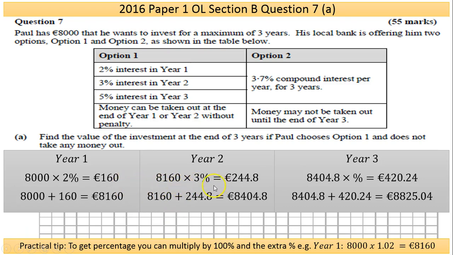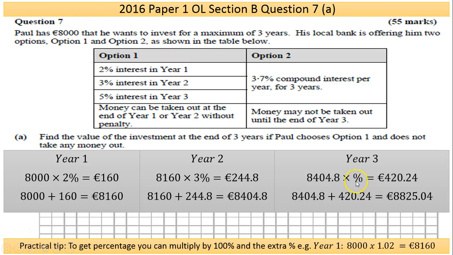Now it's 3%. So again, we got 3% of 8,160. That gave us an interest of €244.80. We added that back onto the original balance at the start of that year. We have our new ending amount. So in 2 years, Paul has gained €404.80. Now in year 3, it's at a higher amount, which I see here I haven't put in.